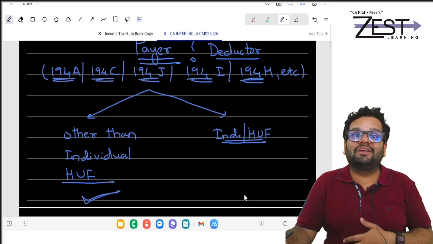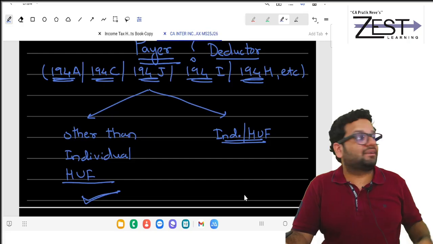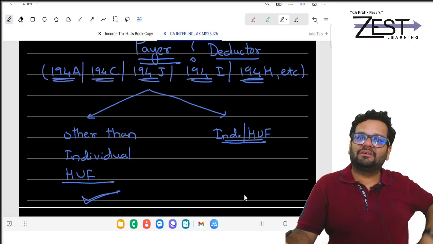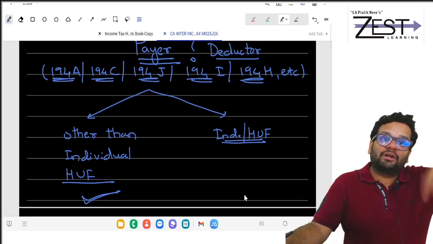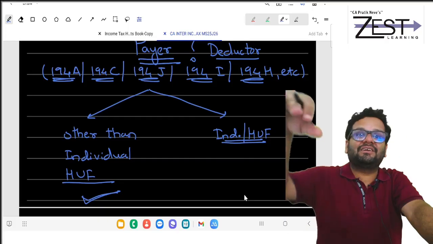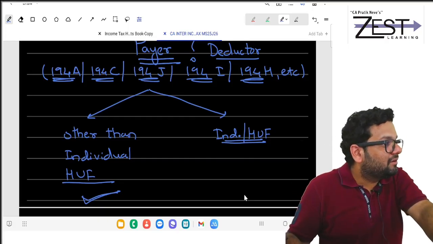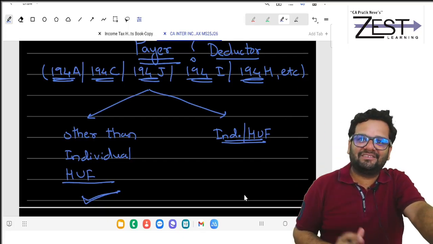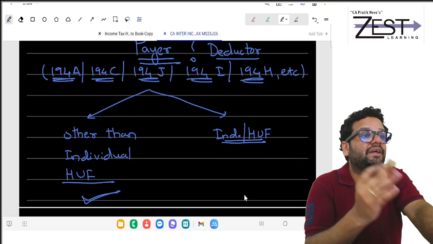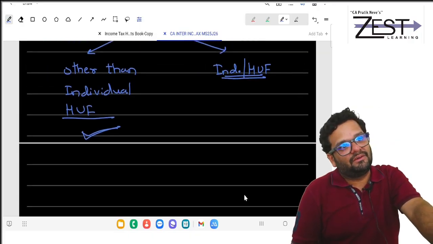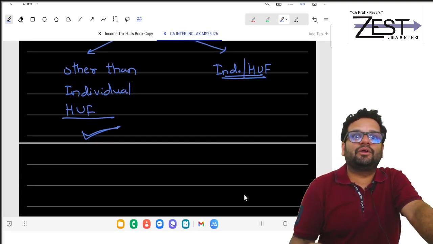Again, if you don't do TDS in time, it will attract interest for non-deduction at 1% per month or part of the month. If you deduct but don't deposit, it will attract interest at 1.5% per month or part of the month. So headaches are there. So they say we don't want this headache to be given to individuals or HUF. Then, sir, why did you not tell directly?